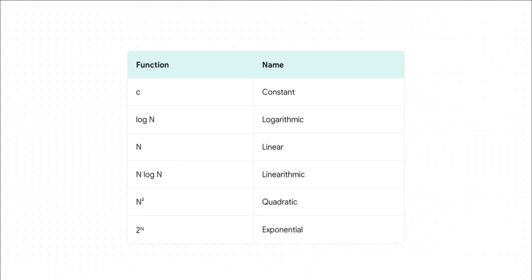Here we have a table of the typical growth rates, and it's like a leaderboard for efficiency. Up at the top, you've got the rock stars, constant and logarithmic. They're incredibly fast. But as you move down the list to things like quadratic or, heaven forbid, exponential, things start to get really slow, really fast.